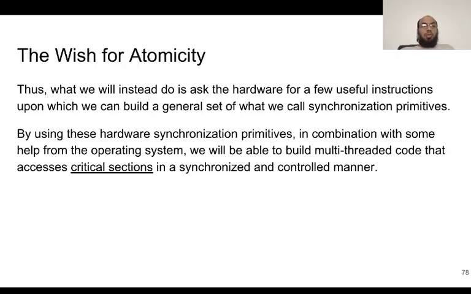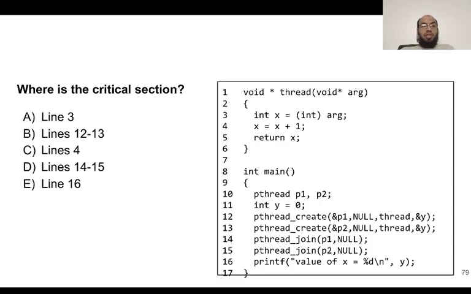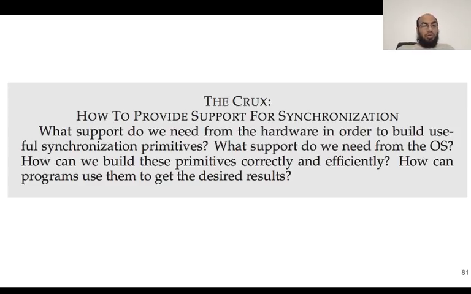So this is a question for you. Where's the critical section in this code? And you might have all guessed it. It's line four, where you have the addition happening. So now the crux of the problem that we're going to cover is how to provide support for synchronization in the operating system and by the operating system for user level threading.